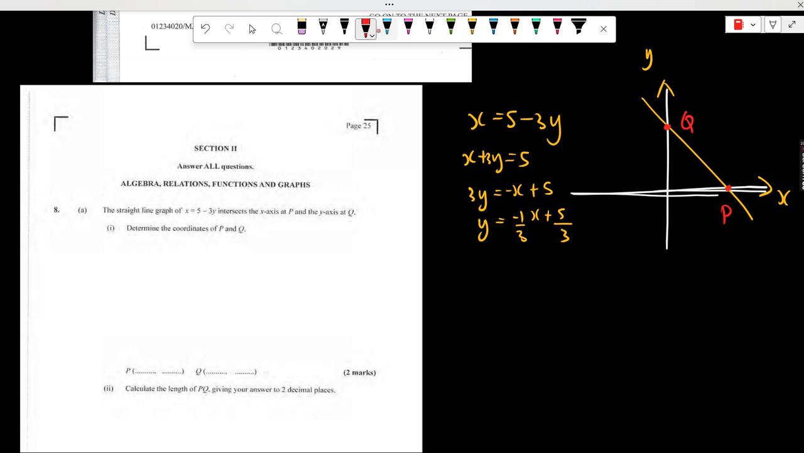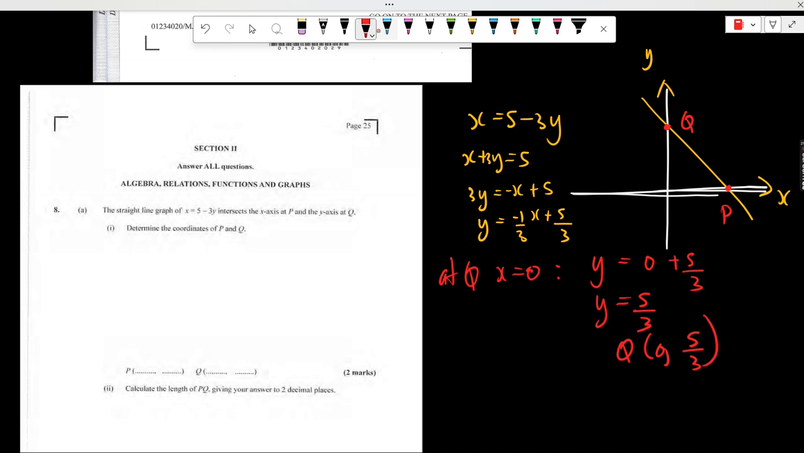Yes, sir. So Q is obviously the y-intercept, and as we established, at the y-intercept, x equals 0. So we can say that at Q, x equals 0. And so what this means is that y is equal to 0 plus 5 over 3, so y is equal to 5 over 3. Therefore, the coordinate of Q is the point (0, 5 over 3). Is that clear? Yes, sir.